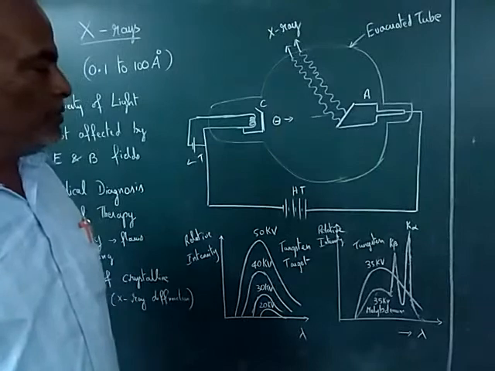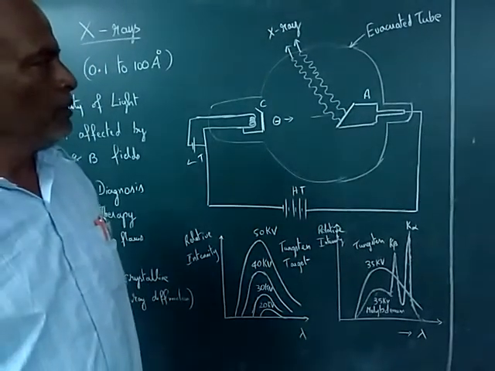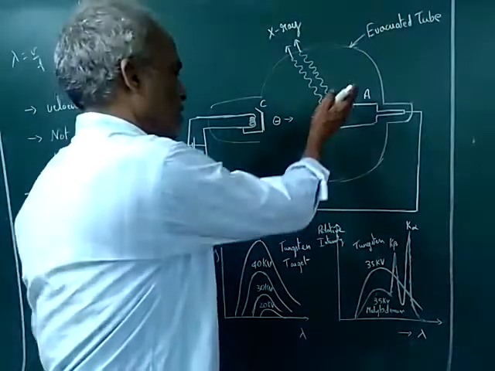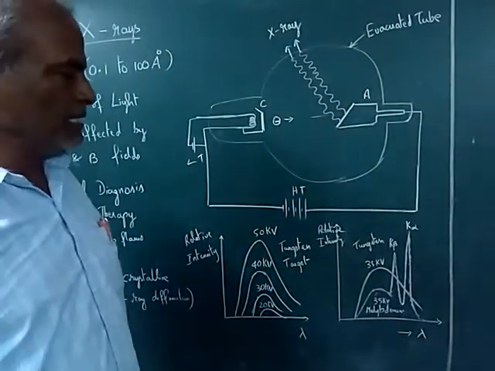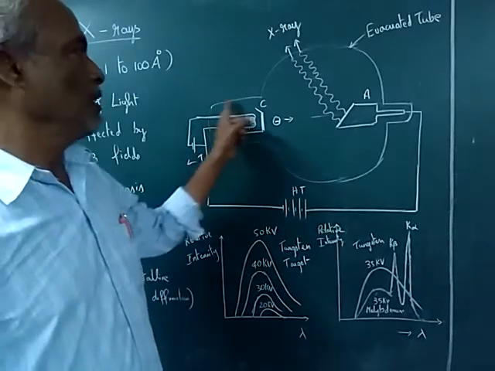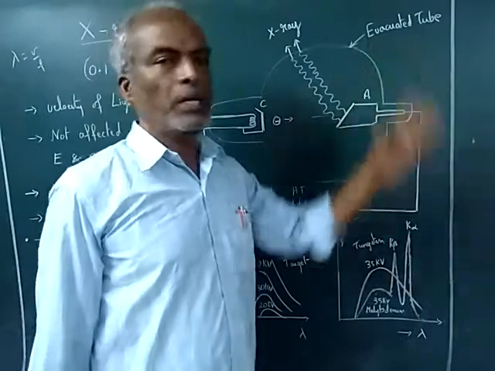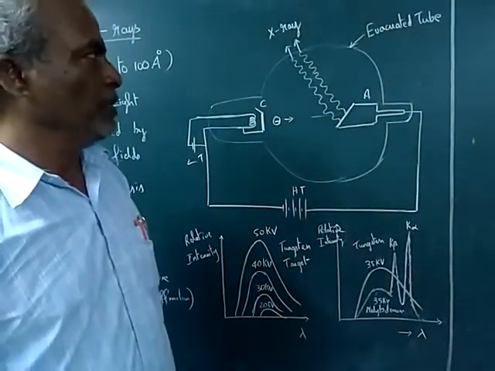Generally the target used is this, this is the cathode and this is the anode. So the anode target is made up of tungsten or molybdenum. We will see what it is. Usually this is housed inside an evacuated tube like a CRT, cathode ray tube.